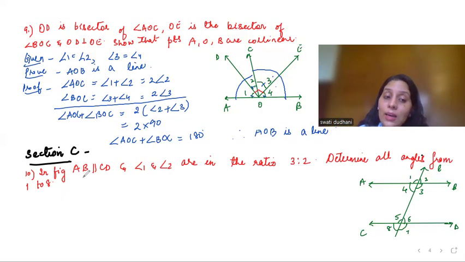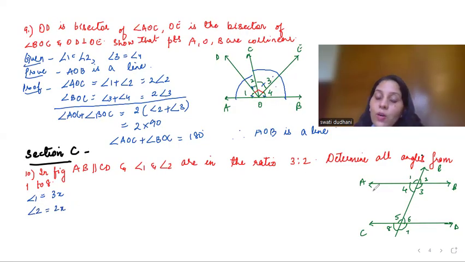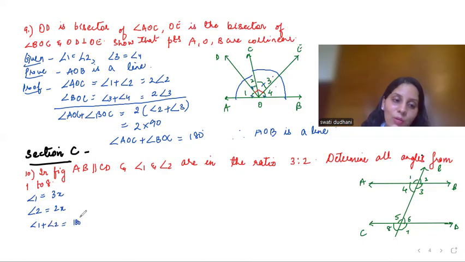In the figure, AB is parallel to CD, and angles 1 and 2 are in the ratio 3:2. So let me write angle 1 is equal to 3x and angle 2 is equal to 2x. You need to find out all the angles. Now, firstly, let us find 1 and 2. So, 1 and 2 here clearly are on the straight line. So, they are forming a linear pair. So, I can write 1 plus 2 is equal to 180 degrees, linear pair.